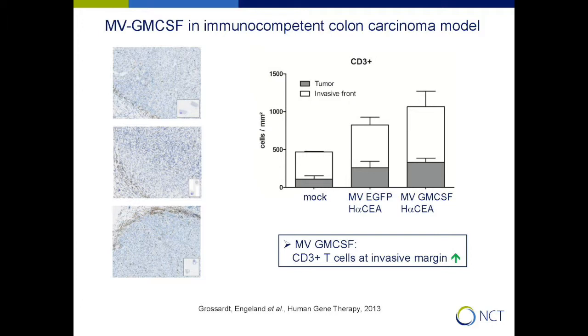eventually progressed. Whereas in those mice treated with the measles encoding GM-CSF, the treated tumors went into remission, and on the contralateral side, there was hardly any outgrowth.